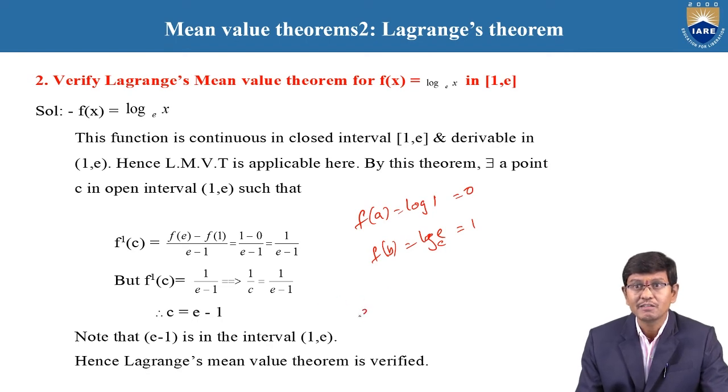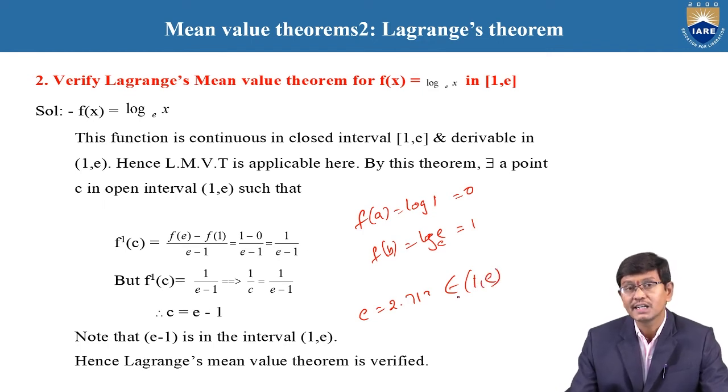And we know that the value of E is 2.713. Therefore, 2.713 lies in between 1 comma E only. Hence, the three conditions are satisfied. F is a continuous function in the closed interval 1 comma E, f is a differentiable function in the open interval 1 comma E, and f dash of C is equal to f of B minus f of A by B minus A. Then there exists C belonging to A comma B, which is also satisfied. Therefore, the function satisfies the Lagrange's mean value theorem.